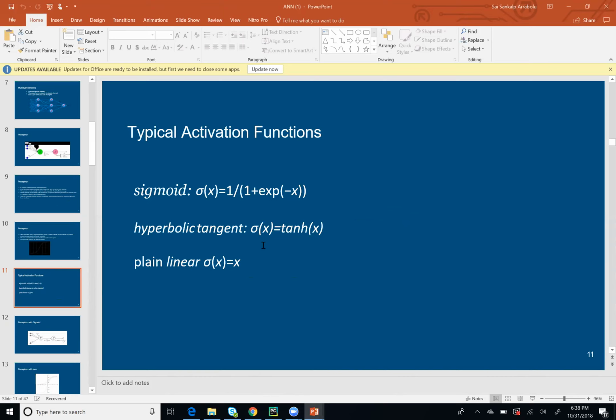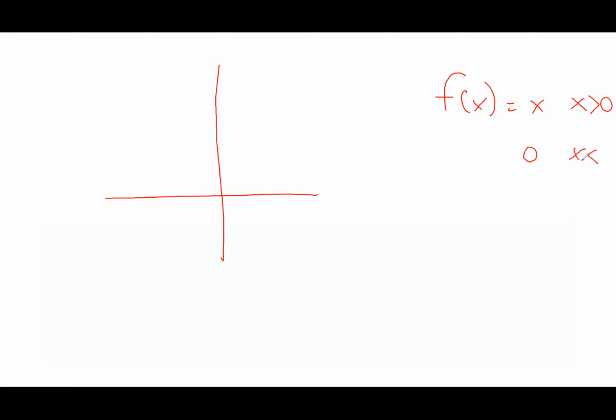The ReLU activation function I did not mention here, but it is basically equal to x for some value which is greater than some threshold. So basically, if you look at what the ReLU looks like, ReLU is, if you take f, so f of x, this is your ReLU, is equal to x if x is, let's say, greater than 0, and 0 if x is less than or equal to 0.